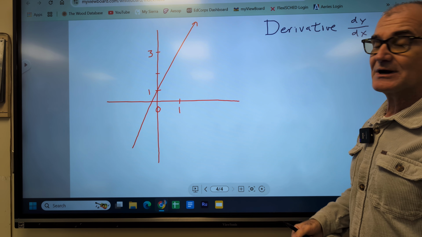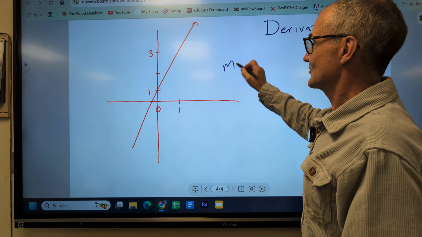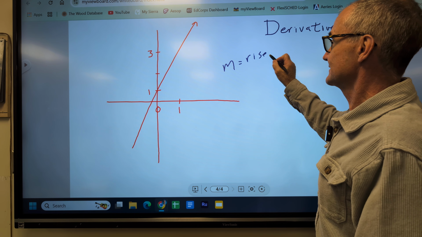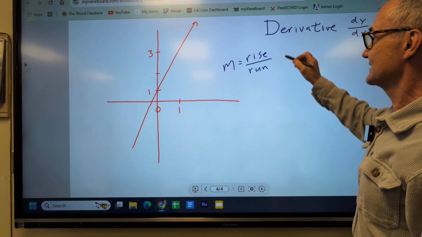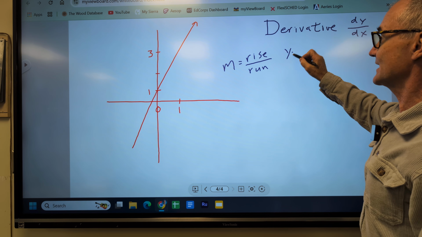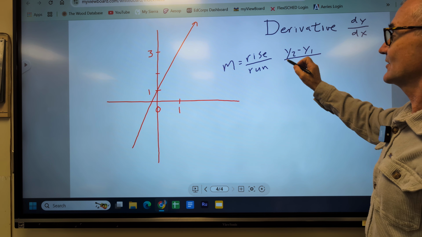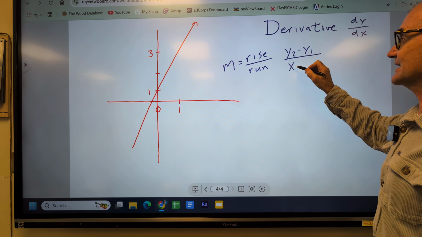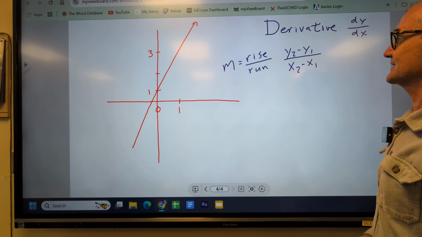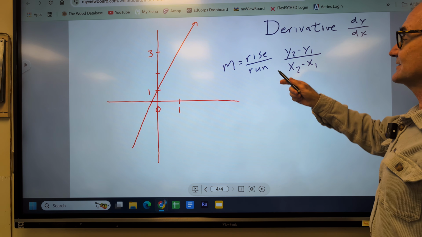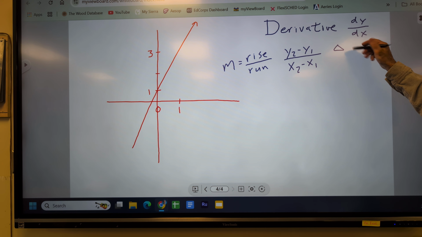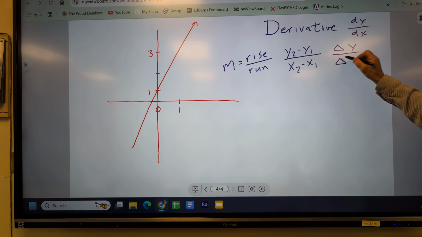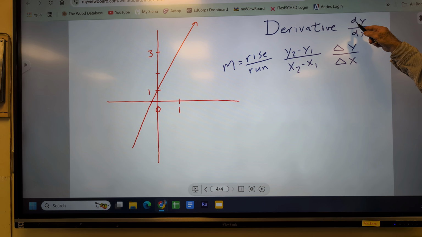So slope could be represented as m, rise over run. And we talk about rise as a change in y values. So it could be the change in y, like y2 minus y1, over a change in run, x values, x2 minus x1. Delta is used as change, so that's the change in y over the change in x, or delta y, delta x, which can be abbreviated dy dx.